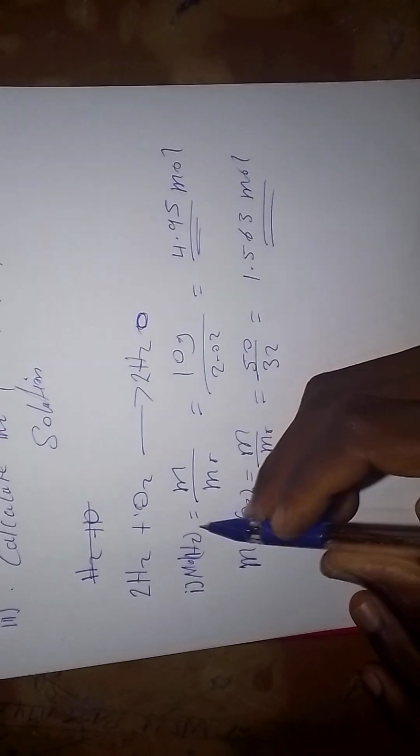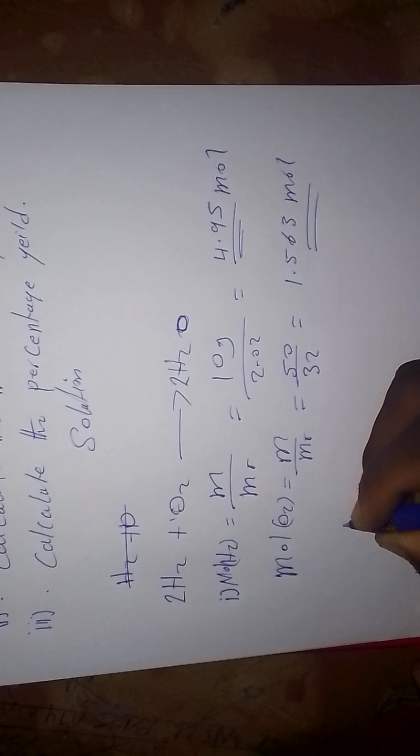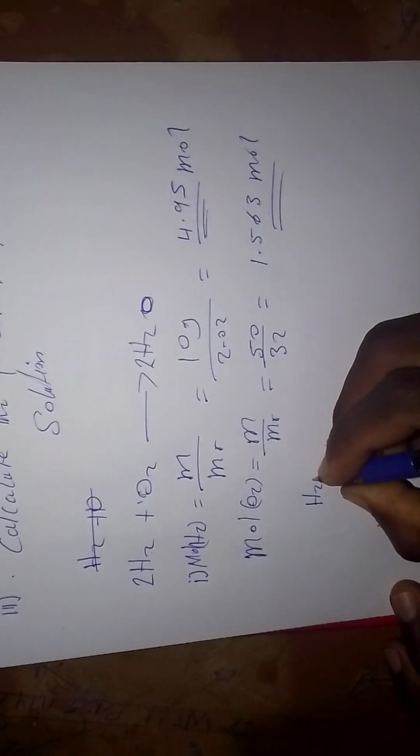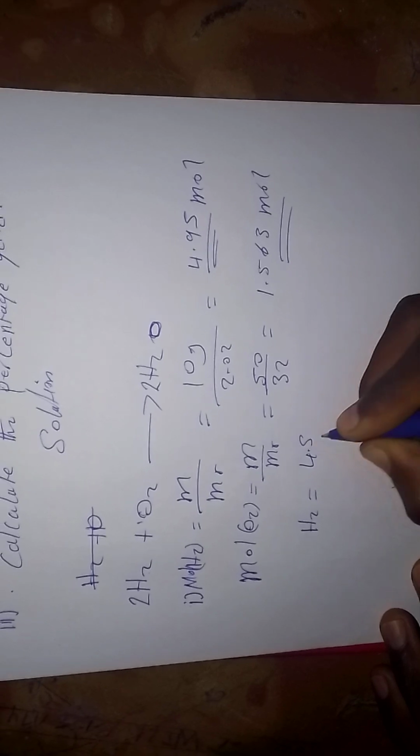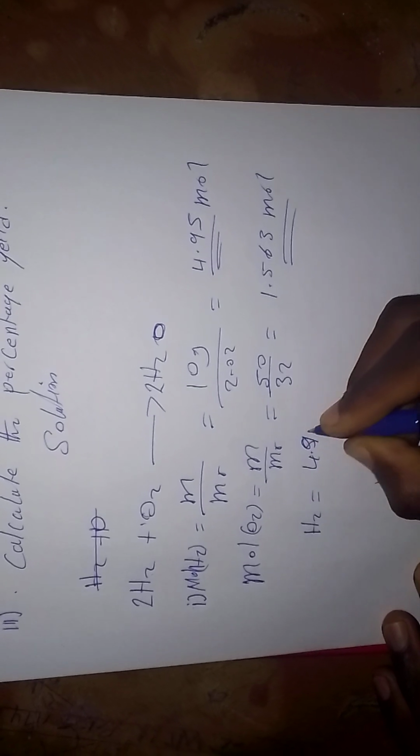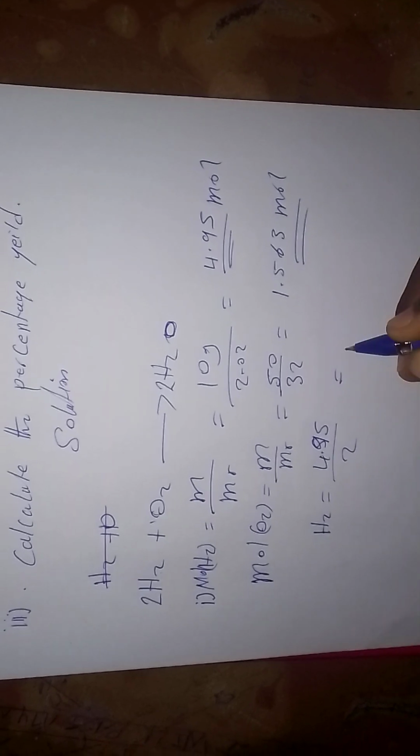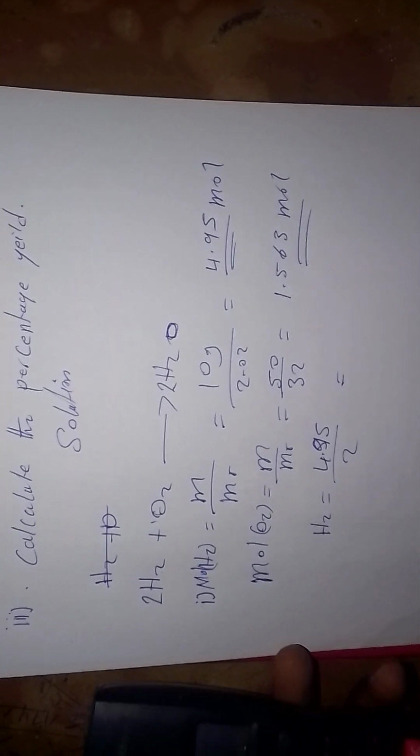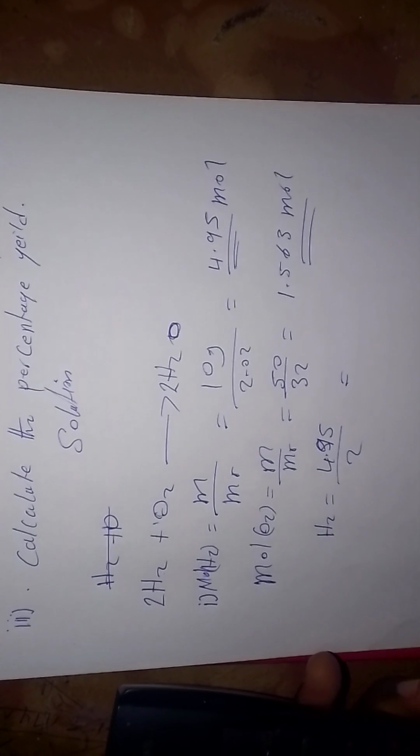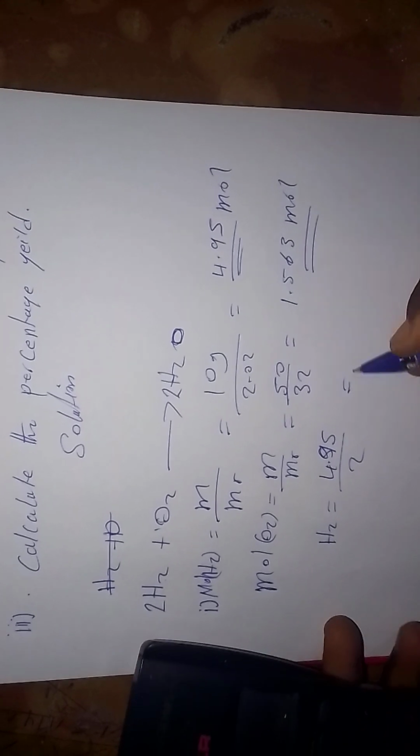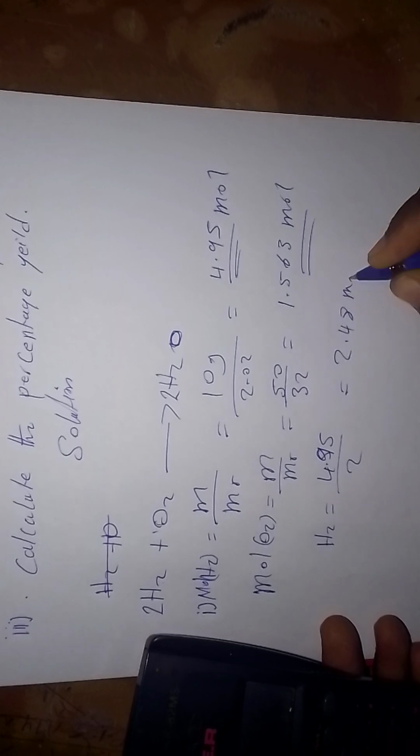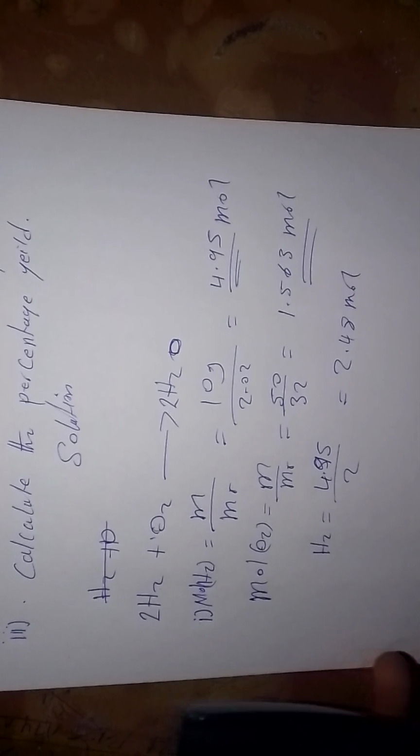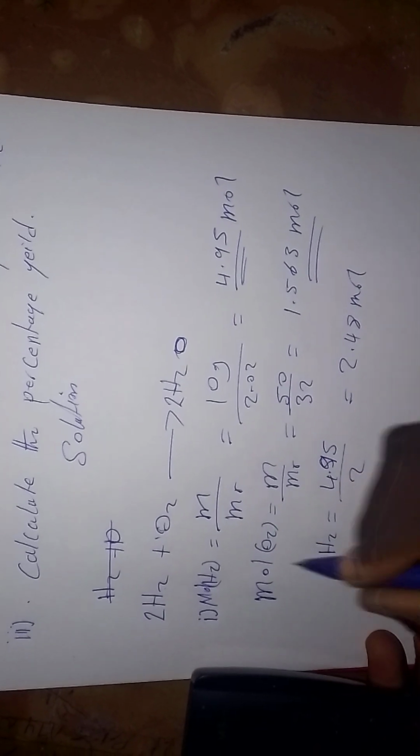So we start with hydrogen. We have 4.95 moles divided by its coefficient, 2, which gives us 2.48 moles. Then for oxygen the coefficient is 1.